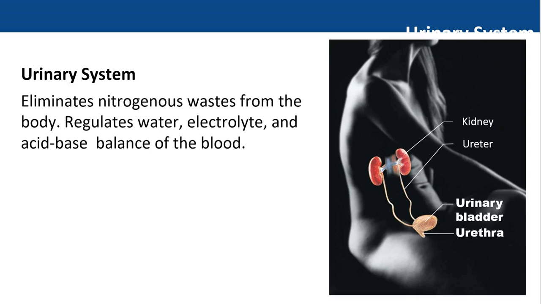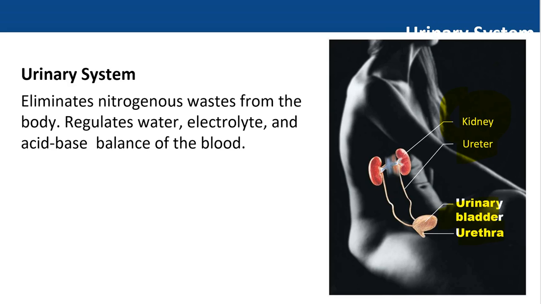The next organ system is the urinary system. It's composed of the kidneys, ureter, urinary bladder, and urethra. It removes the nitrogen-containing waste from blood. It regulates water, electrolyte, and acid-base balance of the blood.